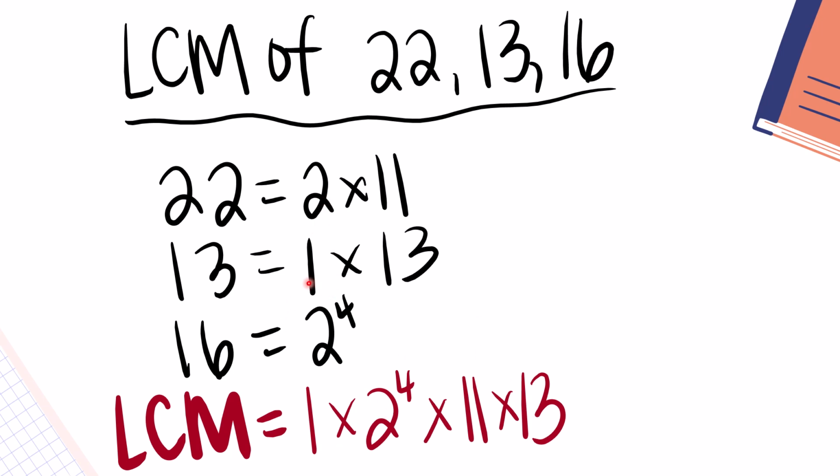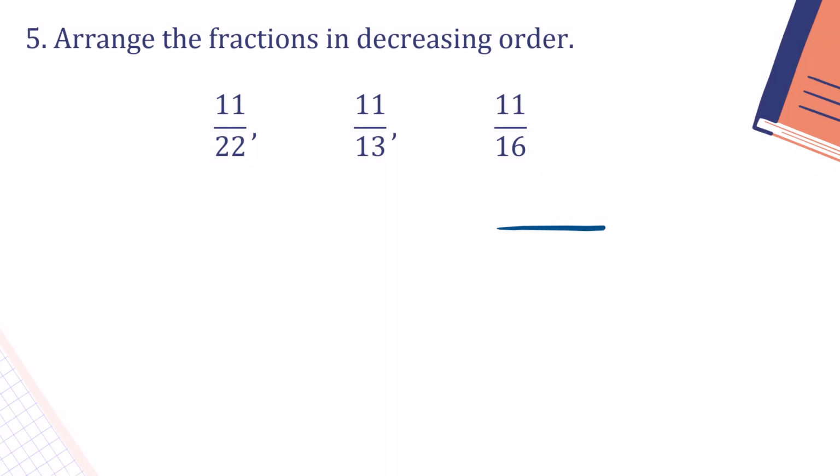1's in there because it's part of the 13's prime factorization. 2 is in there because it's part of 22's prime factorization and 16's. It's raised to the 4th power because that's the highest power that occurs in any of those prime factorizations for 2. Then multiplying times 11 because that's in 22's prime factorization. Then multiplying by 13 because that is in 13's prime factorization. If you multiply all those together, that's 2,288. Very large number. So we have to make all of our fractions have the denominator 2288.